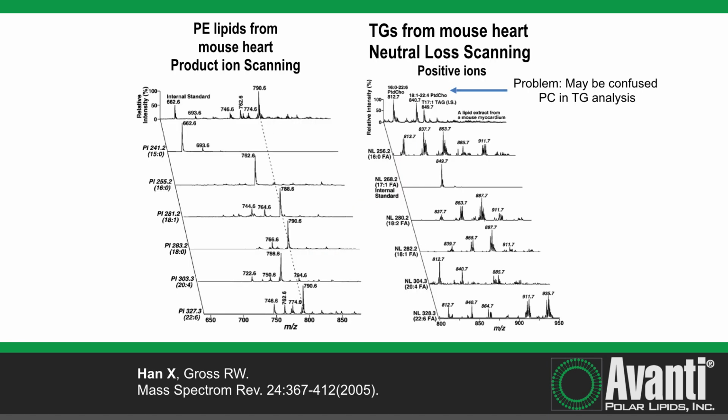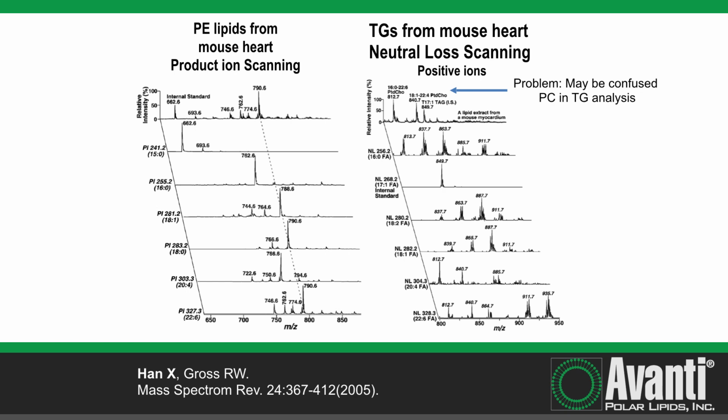And this is a way where you take a crude mixture of the lipids, you do not pre-separate them, but you just analyze them directly, typically by electrospray ionization. And this is one of the examples of the data you might get. And so in this study here, we have phosphatidylethanolamine lipids from mouse heart, and they're in the left-hand panel of this slide.